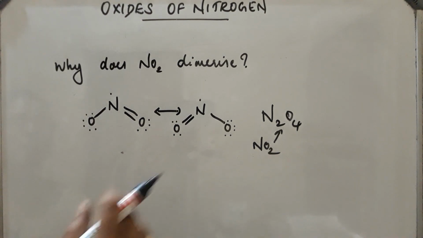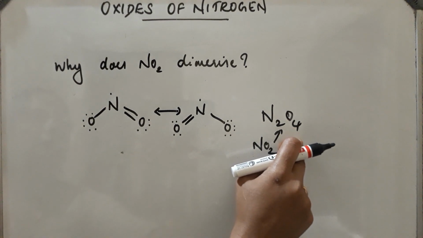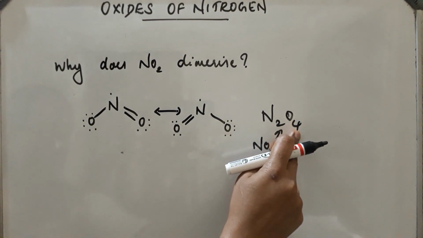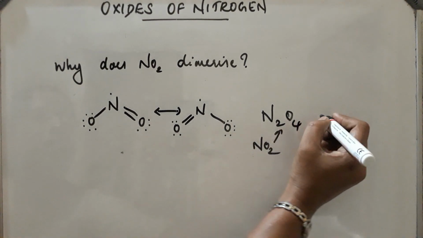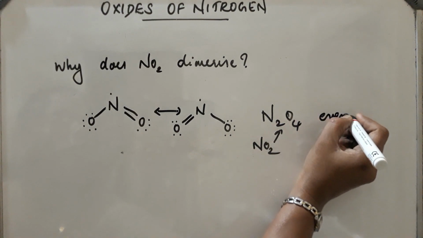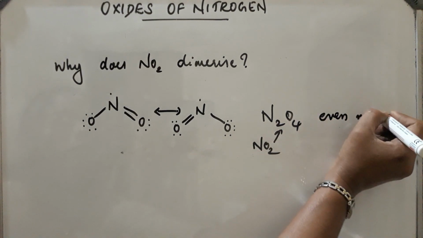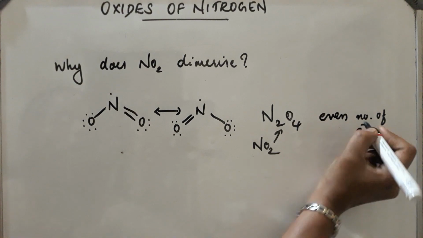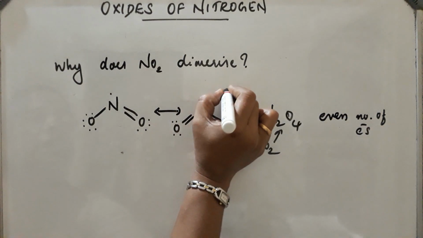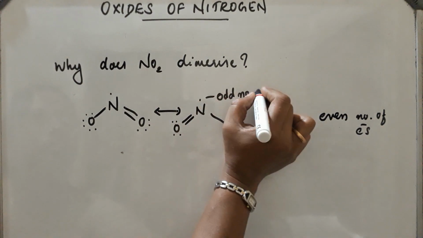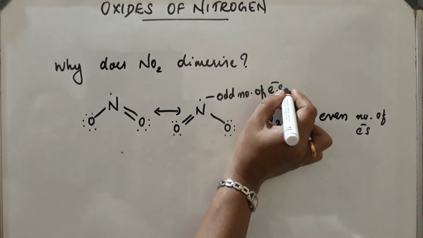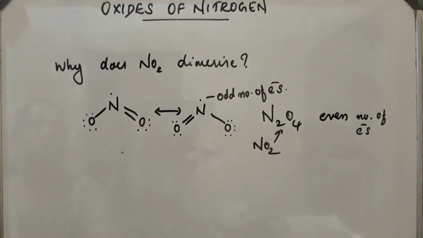So in order to attain that pairing, they dimerize and form N2O4. N2O4 contains an even number of electrons. Even number of electrons. Okay. Here NO2 contains an odd number of electrons, and due to this reason NO2 dimerizes and forms N2O4.